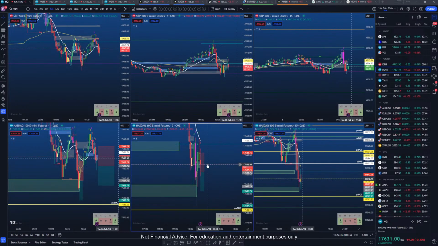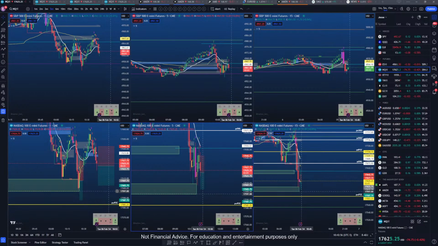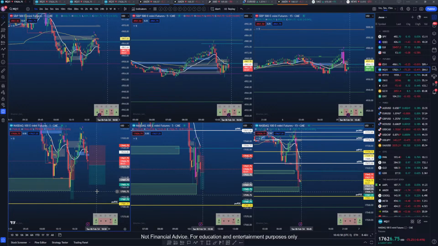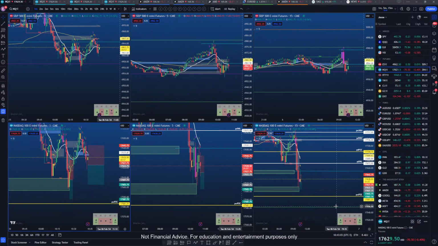I want to see this 5-minute close below that fair value gap. Delta made an equal high with that equal high, so Delta's on the same page. This is going to have a tight leash though, just because that 15-minute is still inside, so not directional.